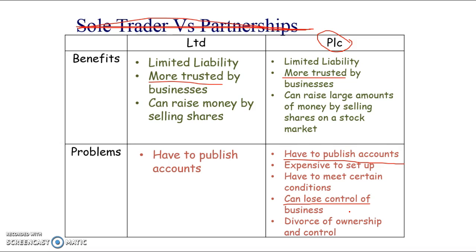They can't just say, right, we're going to sell 50% of the shares, and they retain all of the control, because when you're selling shares, you're giving away voting rights as well. So you can lose some control of your business depending on what percentage of the business you're willing to sell on the stock market. And we also get this divorce of ownership and control. Now, you can get this on this side as well, but it's less likely.